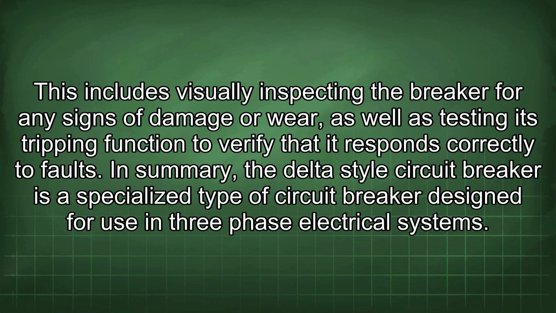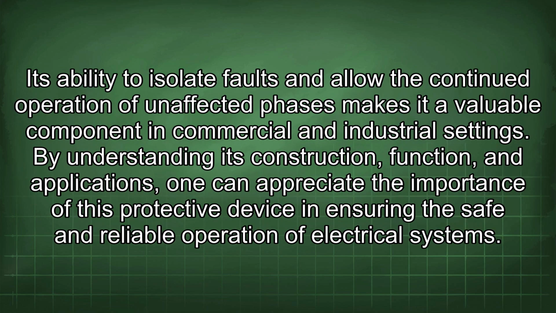In summary, the delta-style circuit breaker is a specialized type of circuit breaker designed for use in 3-phase electrical systems. Its ability to isolate faults and allow the continued operation of unaffected phases makes it a valuable component in commercial and industrial settings. By understanding its construction, function, and applications, one can appreciate the importance of this protective device in ensuring the safe and reliable operation of electrical systems.